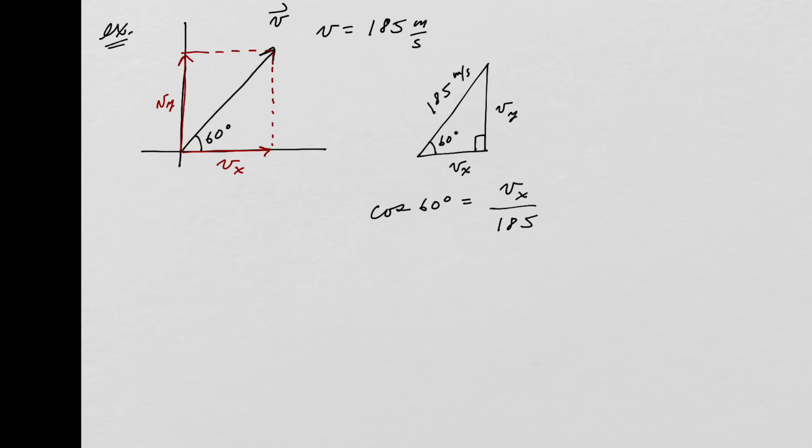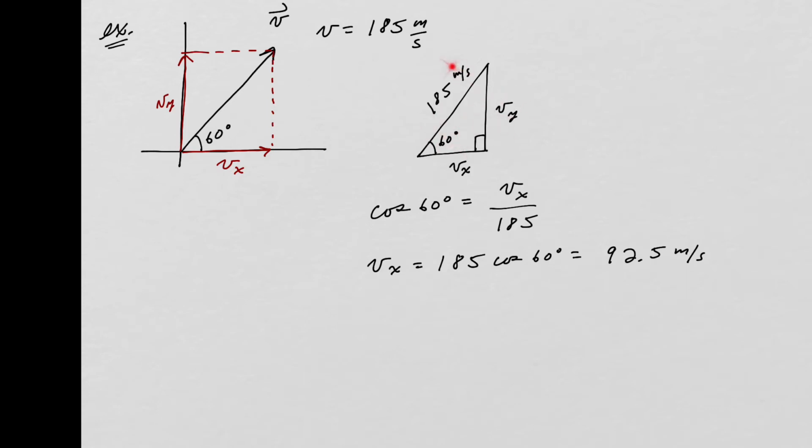And then if I multiply both sides by 185, I can solve for Vx, right? So Vx is going to be 185 times cosine of 60 degrees. And if we work this out, this ends up being 92.5 meters per second. And then to find Vy, well, Vy is opposite the angle, right? It's opposite the 60 degrees.